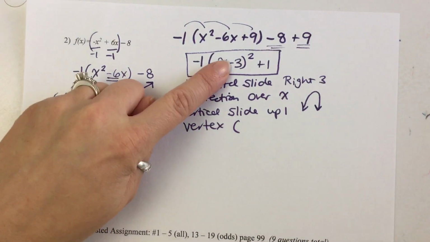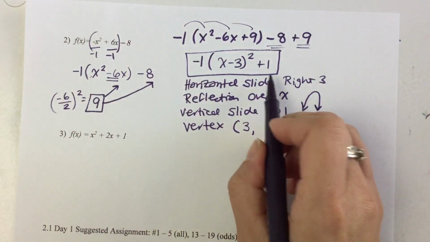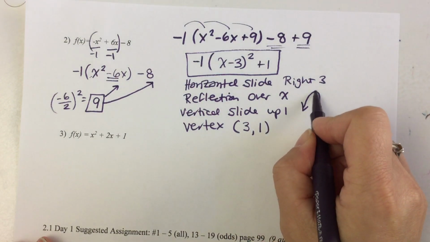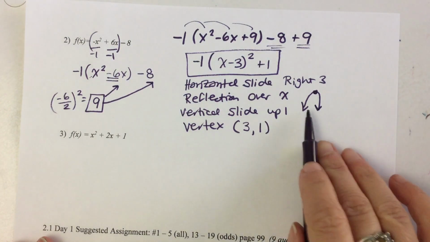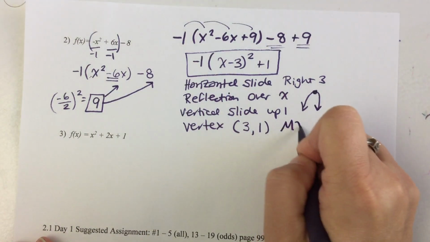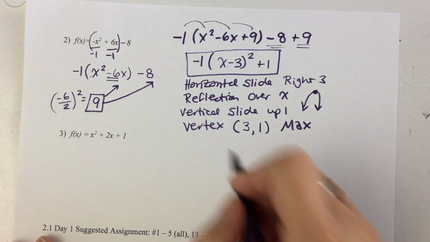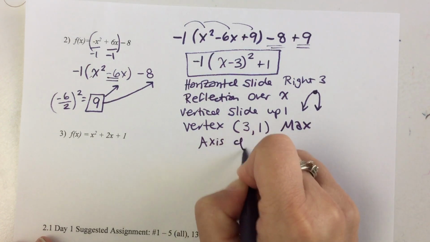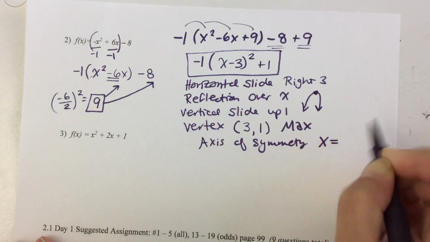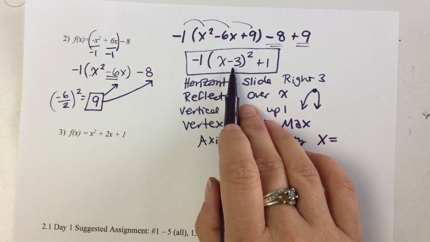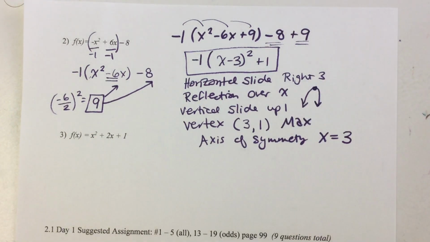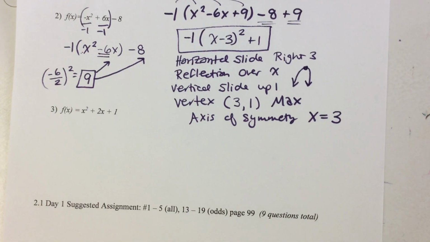What are you subtracting from x? 3. Then I have a 1. Okay, so there's the vertex. If my graph is opening downwards, because this is a negative out front, this vertex is going to be a maximum. Your axis of symmetry, where you can fold this in half, is at x equals h. H is the value that you are subtracting from x, so it's x equals 3.